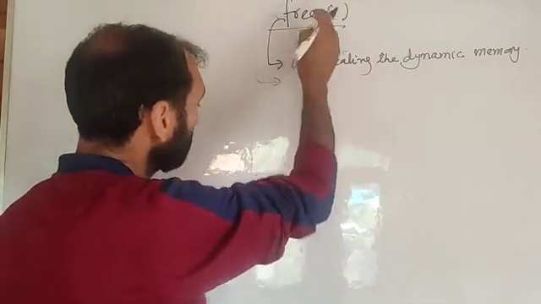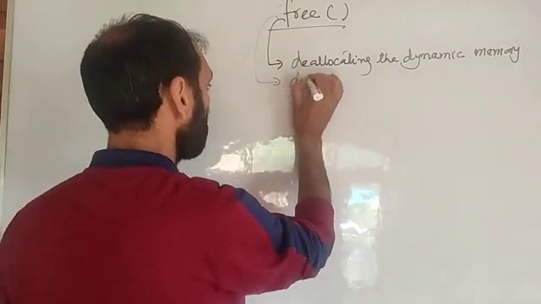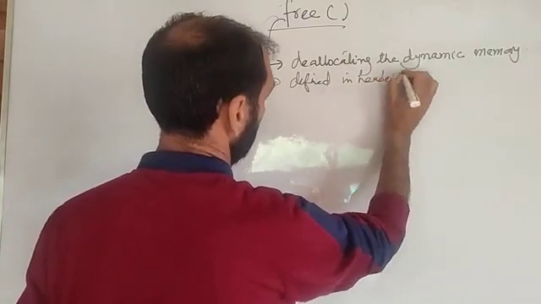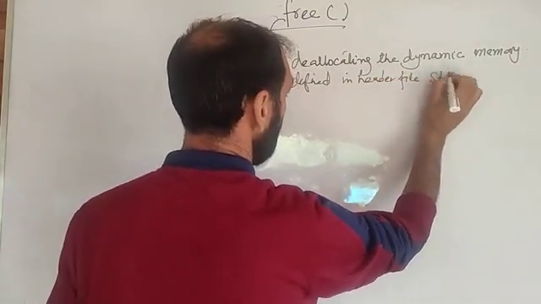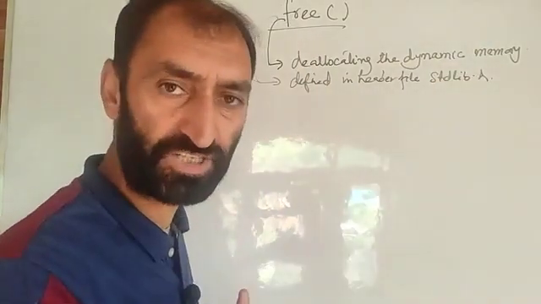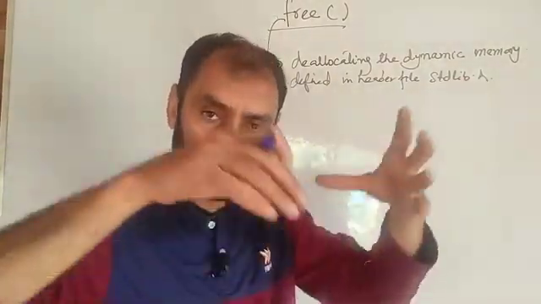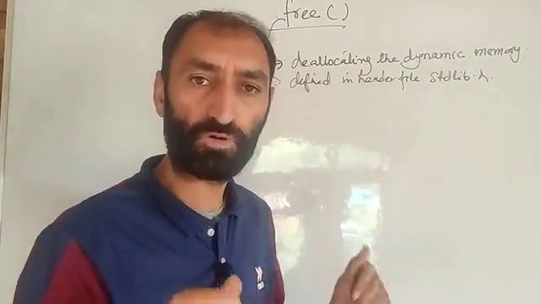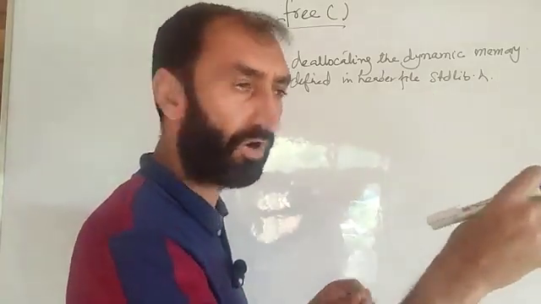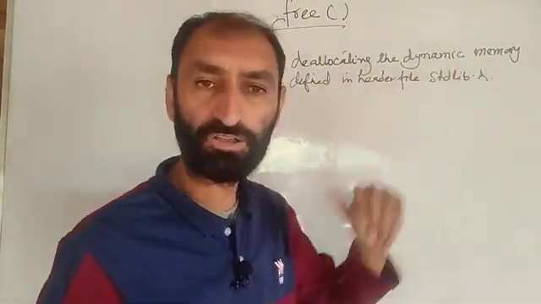Second thing about this free function is that it is also defined in the header file stdlib.h. As the free function is also an inbuilt function, it is defined in the header file stdlib.h. Or we can say all these dynamic memory allocation and deallocation functions, such as calloc, malloc and realloc, and this free function as well, are defined in the header file stdlib.h.